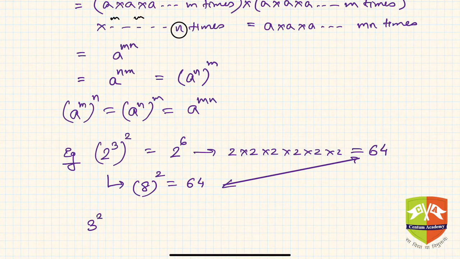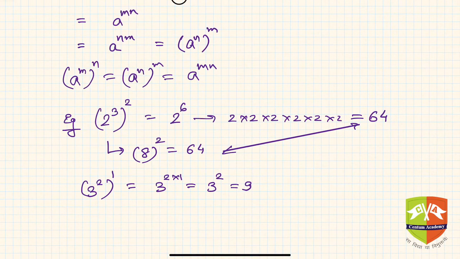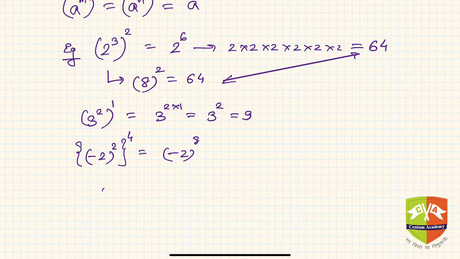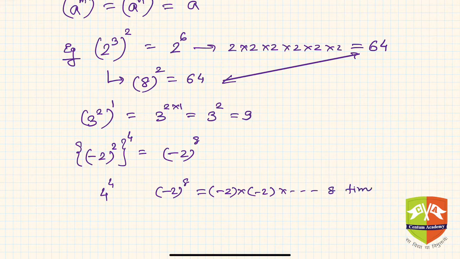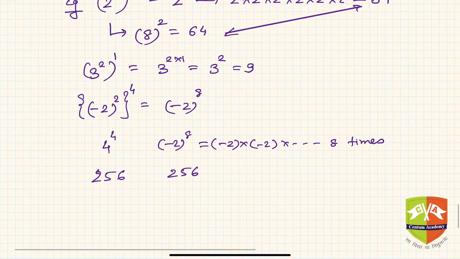Similarly, 3 to the power 2 to the power, let's say 1, is nothing but 3 to the power 2 into 1, which is 3 to the power 2, which is 9. Minus 2 to the power 2 whole to the power 4 is equal to minus 2 to the power 8. Minus 2 to the power 8 is nothing but minus 2 into minus 2, 8 times. And in both cases, you will get 256 as the answer. This is law number 3.